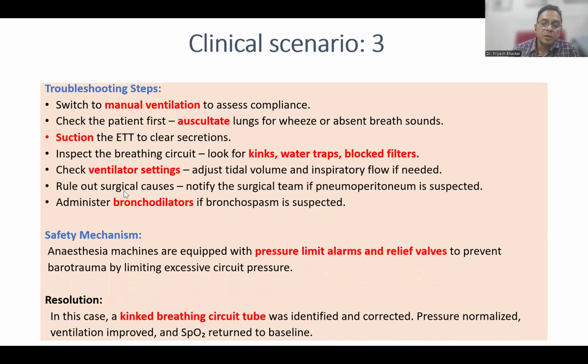So in this case, there are a lot of safety mechanisms in your anesthesia ventilator. The anesthesia machine was well equipped with pressure limit alarms and release valves, with which the machine indicated and the anesthetist was able to decipher, right? So that is why there was no barotrauma, because the action was taken in time and it was intervened on. Okay, so resolution in this case: there was a kinked breathing circuit tube and it was identified and corrected. The pressure was normalized and SpO2 returned to baseline.